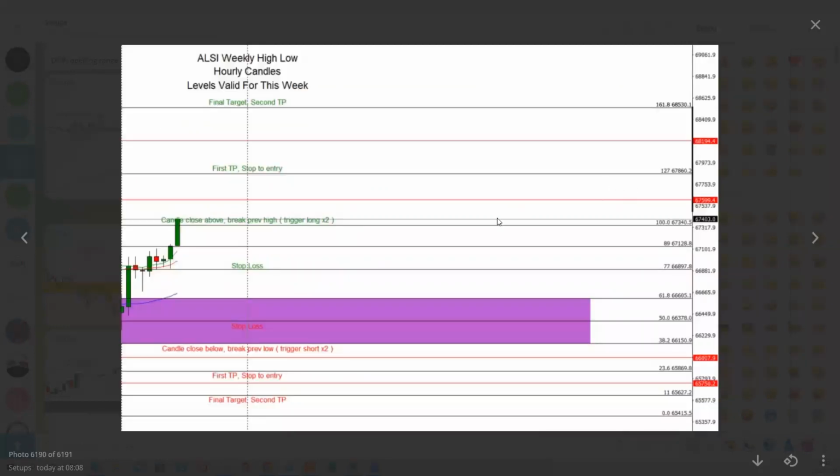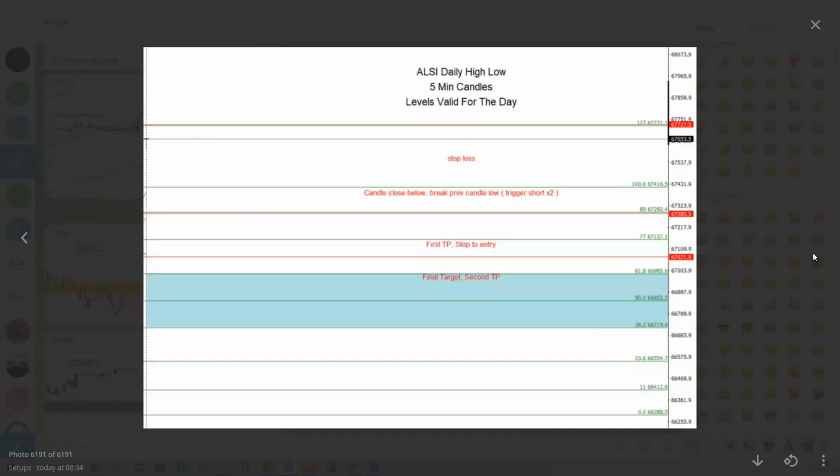On the Aussie weekly high low, currently above the 100 level, just below the 127 as support resistance. If you look at moving averages, 8 is above 21, above 50. That's indicating trend is up. So we want that candle close, break previous candle high to aim for the 127 first TP, 161.8 second TP, stop loss being at the 50. Remember guys, same rules apply with red lines.